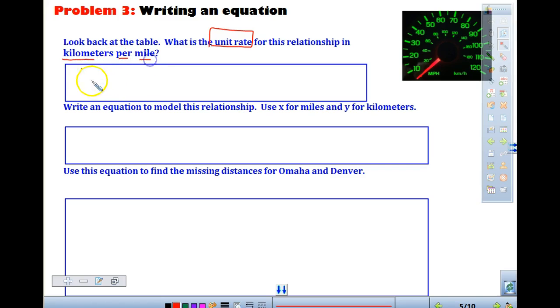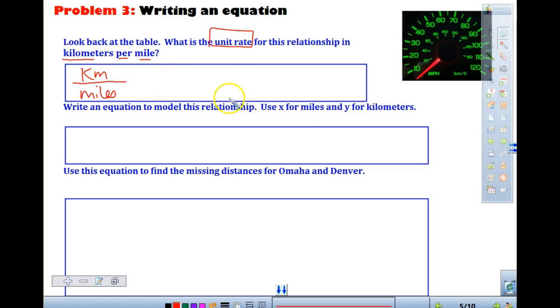Kilometers per mile. So the "per" is our division. So what word do I want on top? Kilometers, right? And you can abbreviate it. And we're going to put miles in the denominator. So I'm going to look back at that table.